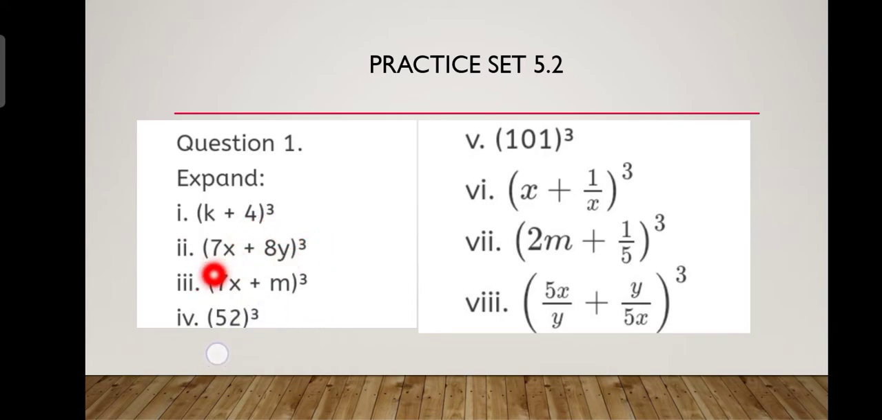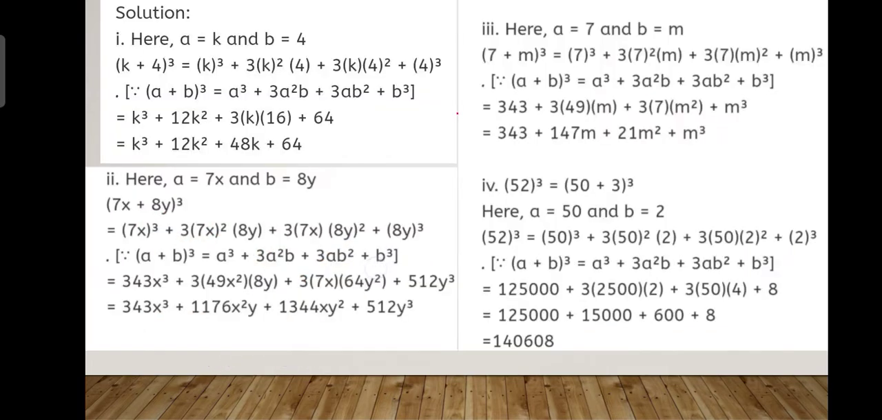So what will a be? a will be 7x, and b will be 8y, right. So (7x plus 8y) the whole raised to cube will be (7x) the whole raised to cube plus 3 into a square. So 3 into (7x) the whole square into b, so 8y as it is, plus 3ab square. So 3 into 7x into (8y) the whole square plus 8y cube, b cube.